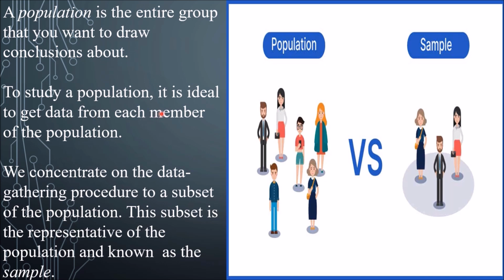To study a population, it is ideal to get data from each member of the population. So this is the population. We concentrate the data gathering procedure on a subset or part of the population. This subset is representative of the population and is known as the sample. So this is what we call the sample taken from the population, and this must represent the population.